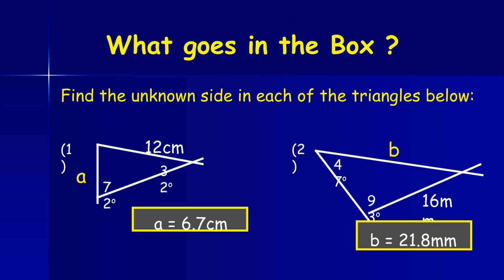Here are two triangles to practice finding the unknown side using the sine rule. For triangle 1, the unknown side a is 6.7 centimeters. For triangle 2, the unknown side b is 21.8 millimeters.